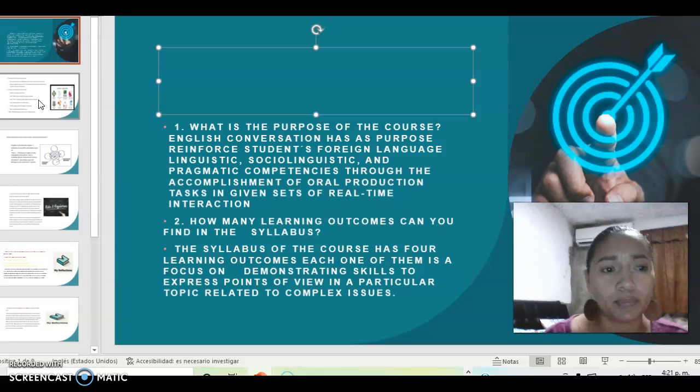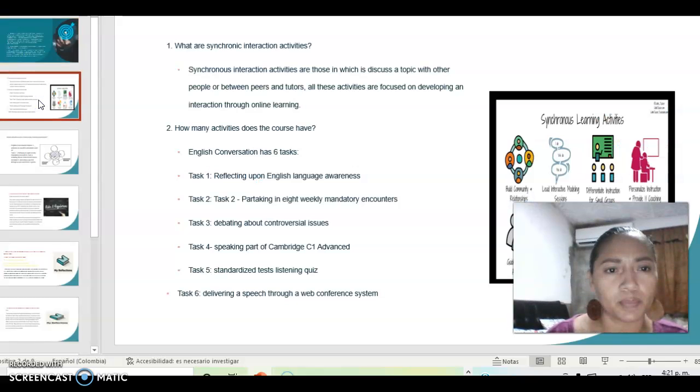Third question. What are synchronous interaction activities? Synchronous interaction activities are those in which you discuss a topic with other people or between peers and tutors. All these activities are focusing on developing an interaction through online learning.